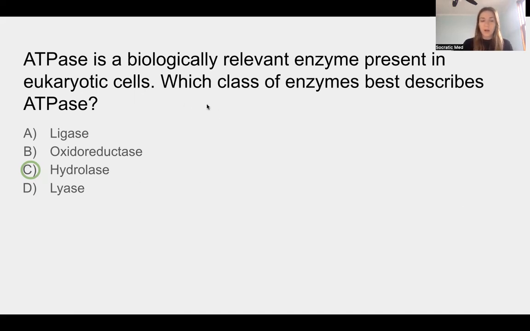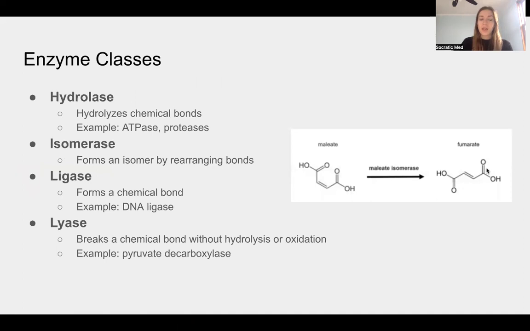But we are going to talk about all of the different classes and what their specific function is and how they operate. All right, so a hydrolase, this was the answer to our question. These hydrolyze chemical bonds, as you might have guessed. So some examples are ATPases and proteases. Isomerase, as you might be able to guess as well, forms an isomer, so it just rearranges bonds, and that's what I have a picture of on the right here. So we have maleate isomerase, and as you can tell, the actual structure is not changing. We're just changing from a cis bond to a trans bond.